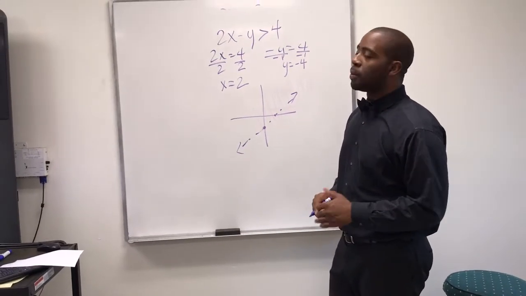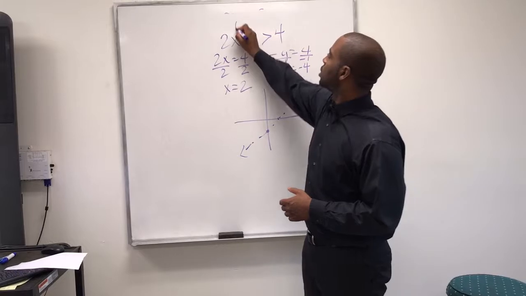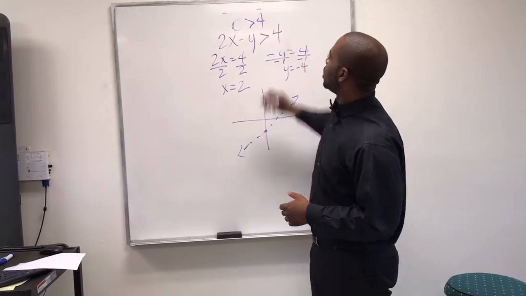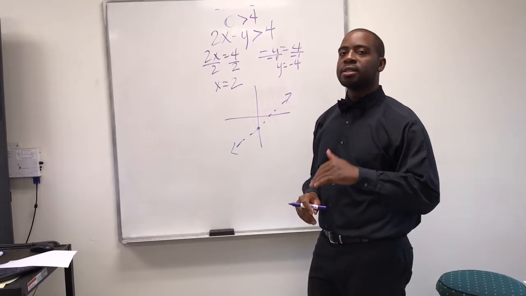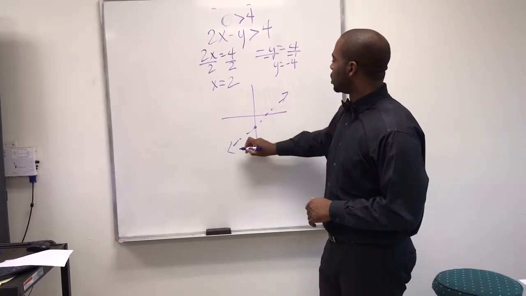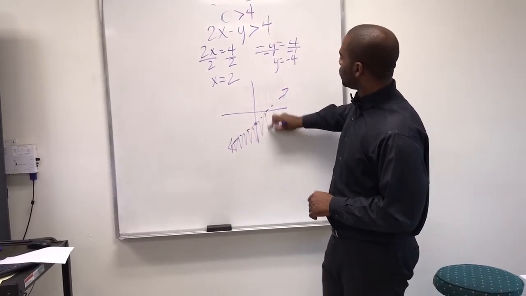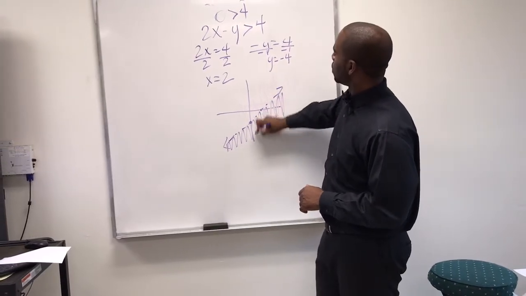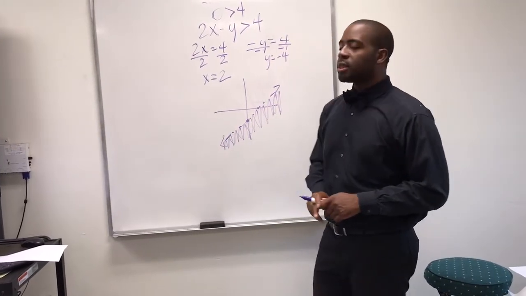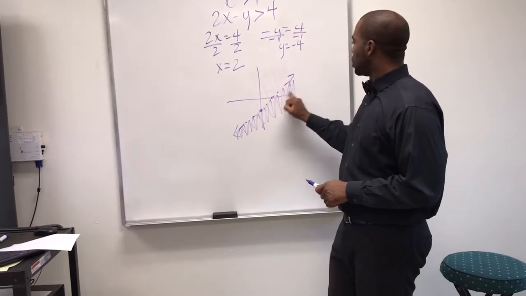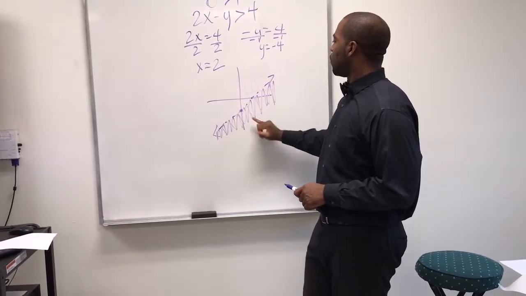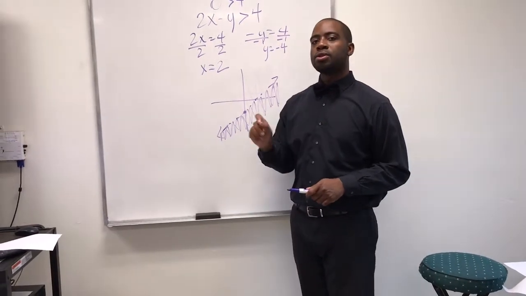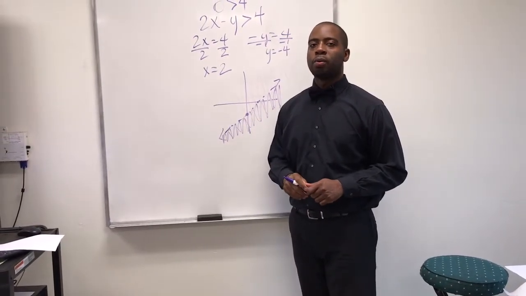Now we're using our testing point 0, 0 to see what side to shade. We're going to get 0 is greater than 4. That's false, so we're going to shade the side that does not include the testing point. So that's this area right here. We see that the solutions are in quadrant 1, not in 2, 3, and 4. So you will circle 1, 3, and 4 for number 1 on your worksheet.